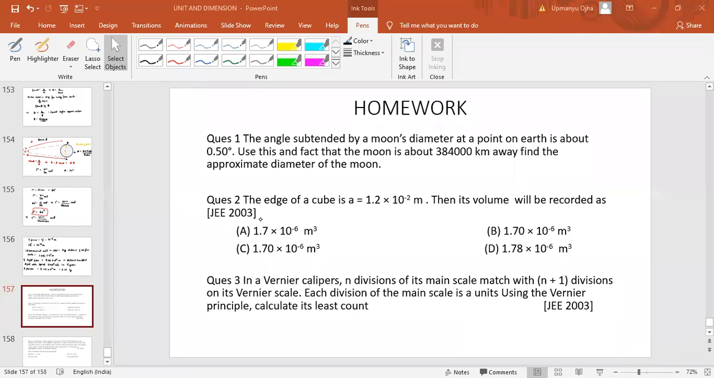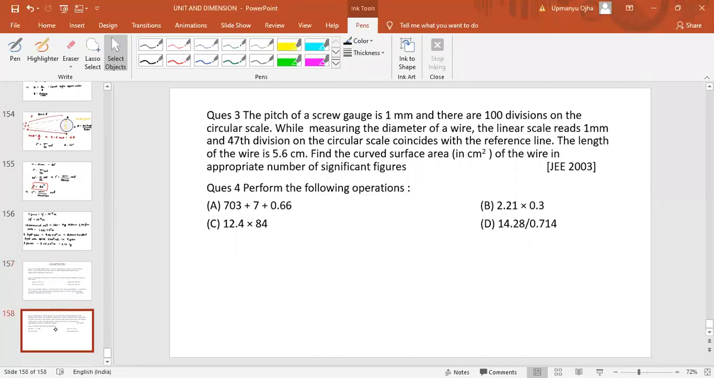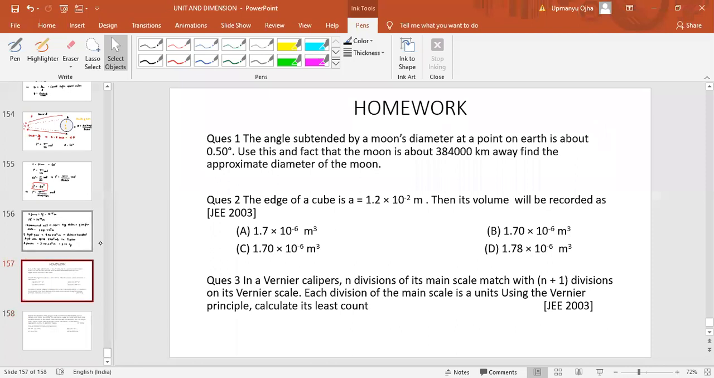Next is JEE 2003. Parsec is a unit of distance only. 1 parsec equals 3.26 light years. Now this one. All the problems are from JEE level only. So your chapter is over now. Unit dimension. Any doubt is there, you can ask me.